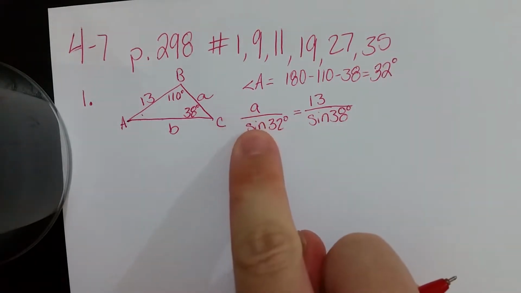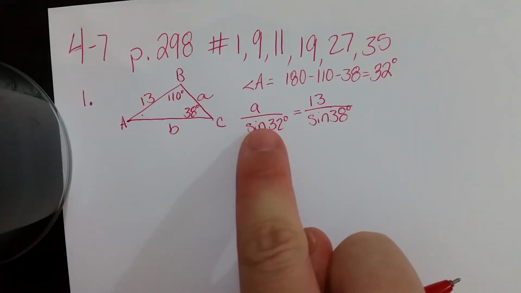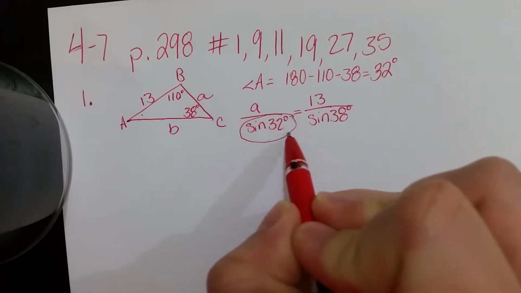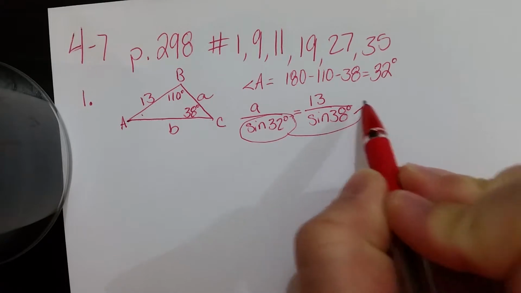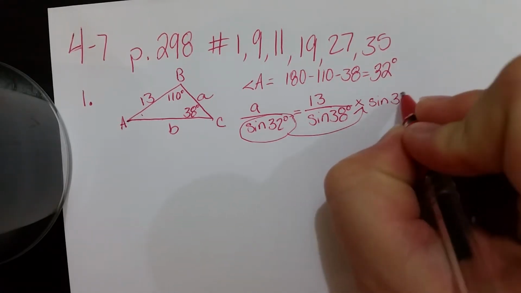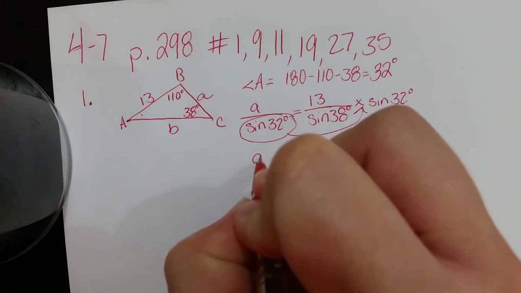Basically right here I'm dividing by sine 32, so to get rid of sine 32 I need to do the opposite of divide, which is to multiply. So I'm going to multiply it right here, sine 32, and basically that'll give me A.